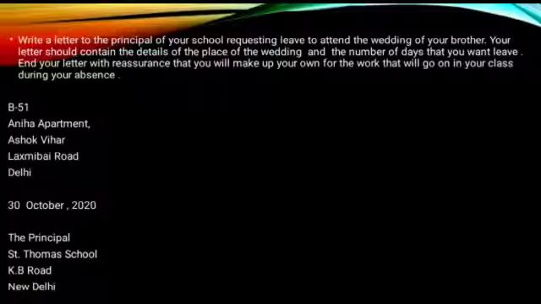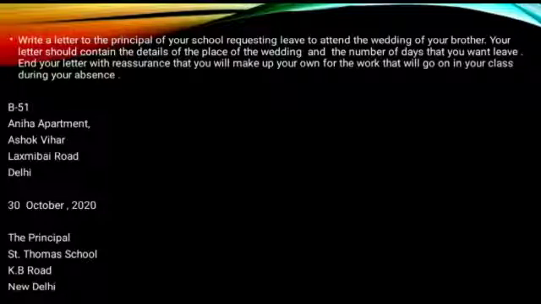Now, let us start writing the application. You know the format of a formal letter, and an application is also a formal letter. So, first of all, the sender's address should be written. Means you should write your address. I have written here B51, Aniha Apartment, Ashok Vihar, Lakshmi Bai Road, Delhi.